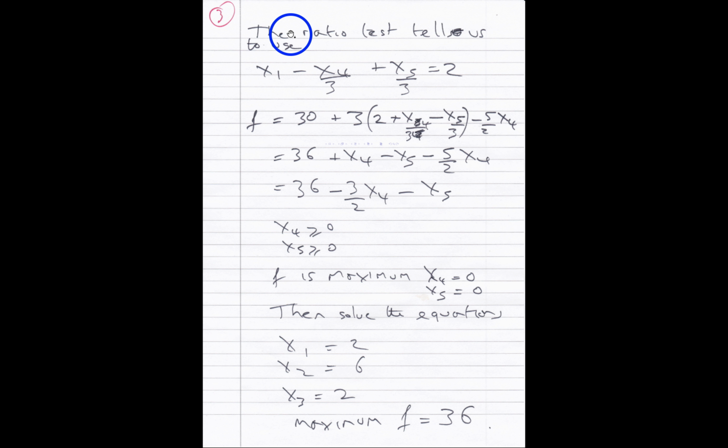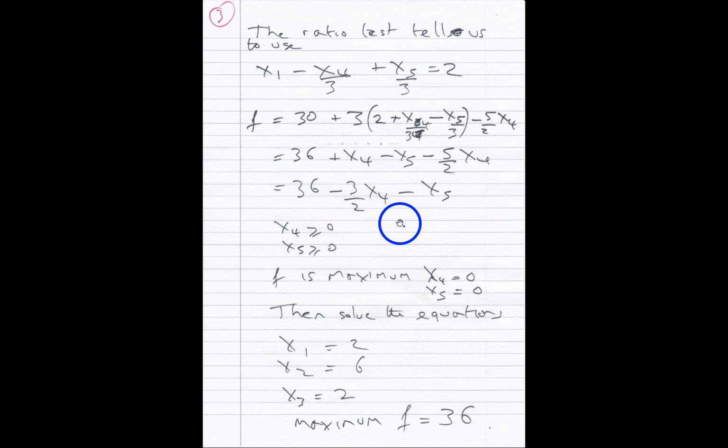The ratio test tells us to use x1 minus x4 divided by 3 plus x5 divided by 3 equals 2, and then we substitute that into the objective function we had before, which is f equals 30 plus 3x1 minus 5 over 2 x4. Collecting up the terms, you can see we've got it in the form 36 minus 3 over 2 x4 minus x5. So after 2 steps you've got it in the form of 36 minus 1.5 x4 minus x5, and we're looking for the maximum.